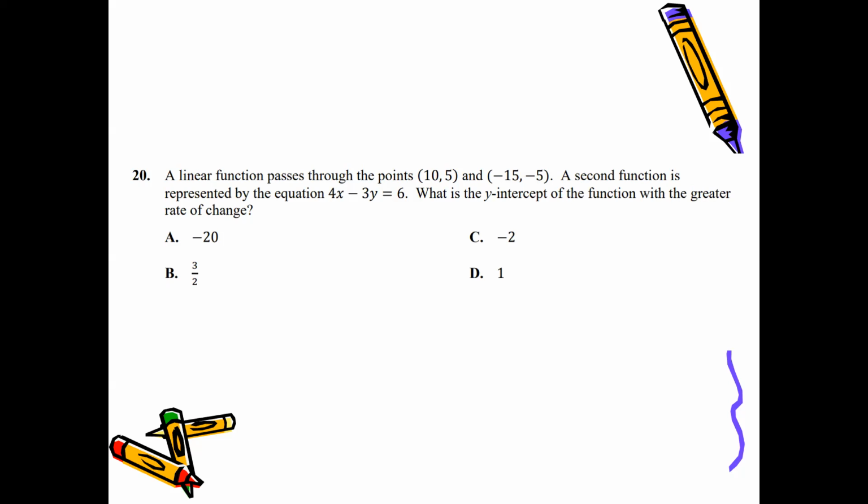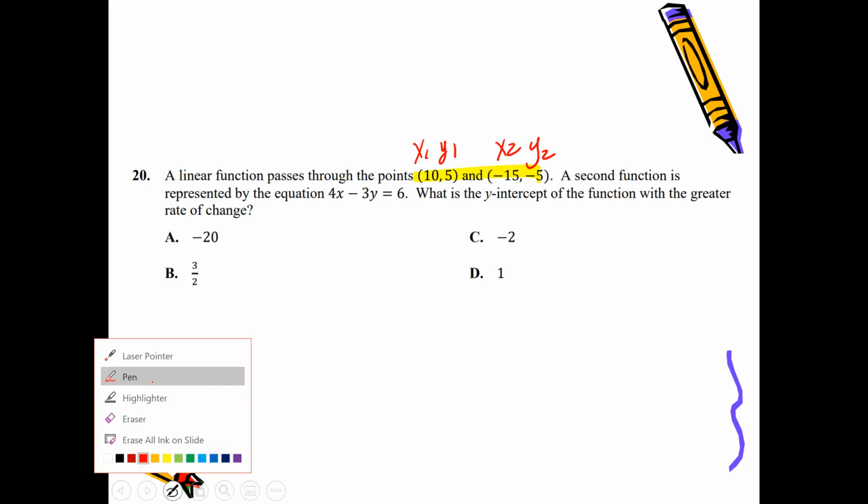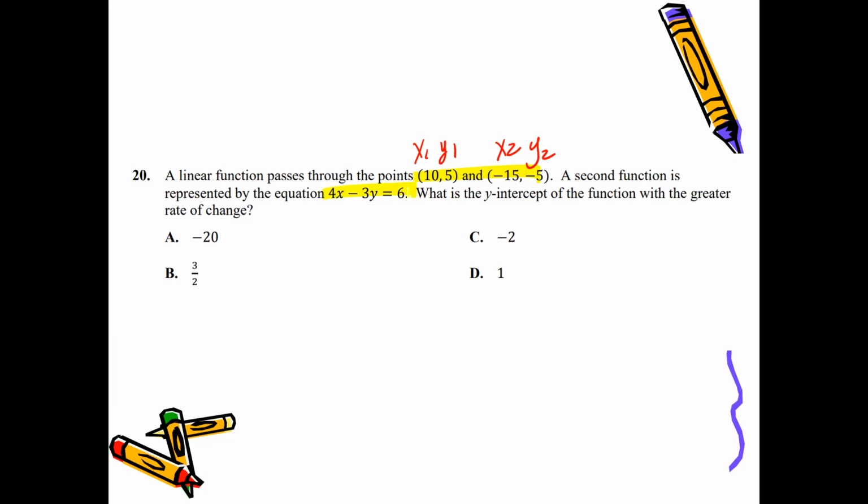Okay, so a linear function passes these 2 points. So these 2 points are important. I'm going to go ahead and highlight them. And also you want to label them x1, y1, x2, y2. A second function is represented by this equation. So I'm going to highlight this equation as well. What is the y-intercept of a function with a greater rate of change?